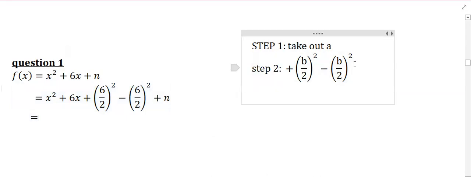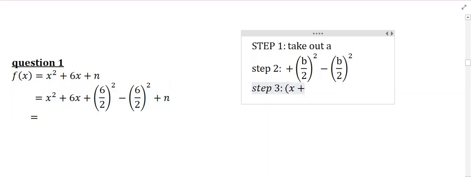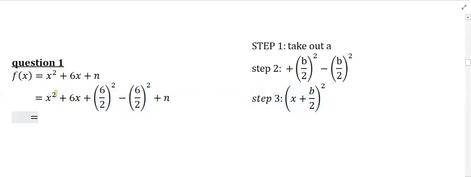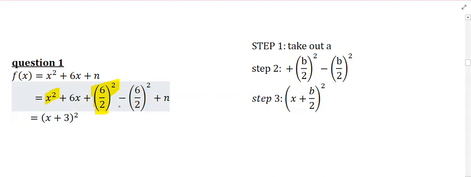After that, step number 3, you're going to combine the square together. So x squared become x, 6 per 2 become 3. So I will write here x plus b per 2 square, which means I'm combining x square and 6 per 2 square together. So it will become x plus 3 square. Combine these two. Then in the middle, 6x no more already. This one gone already.